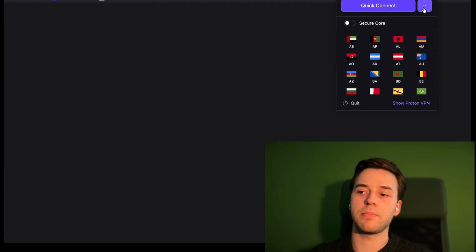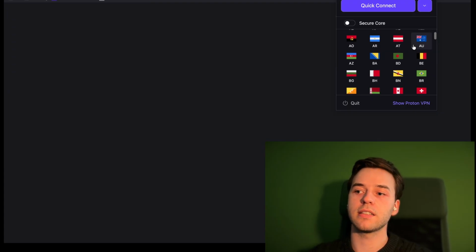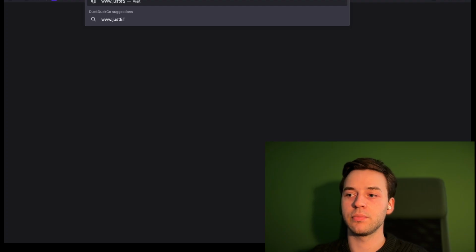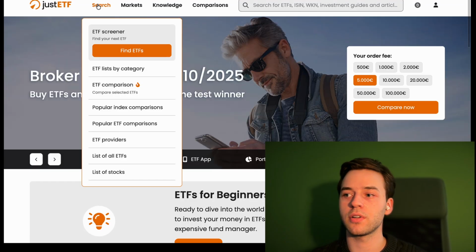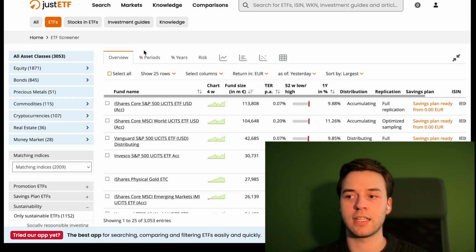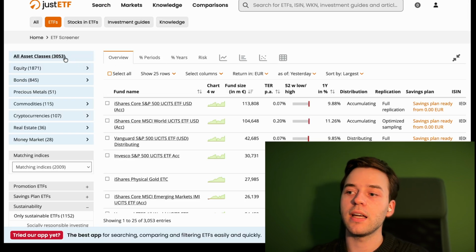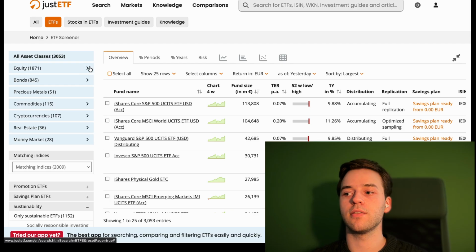justETF selection step by step. First, let's type in www.justetf.com. Let's click on search and find ETFs. Nowadays, you can also buy ETFs for gold, cryptocurrencies, money markets, etc. But today we are interested in ETFs that invest into the world economy / stocks.